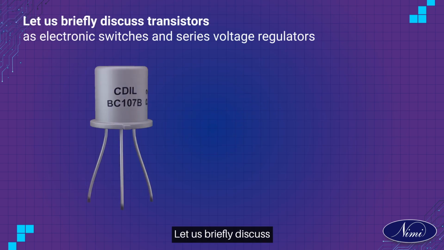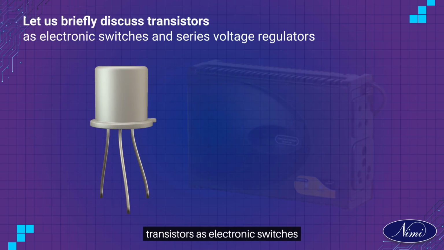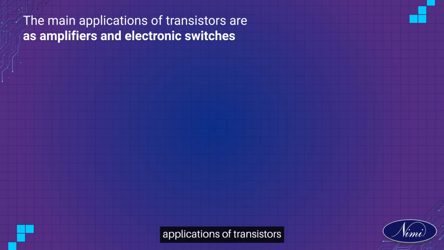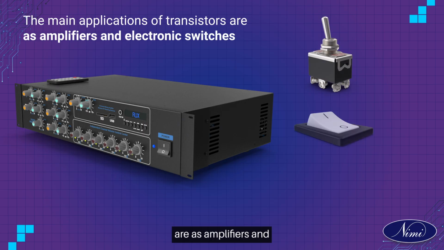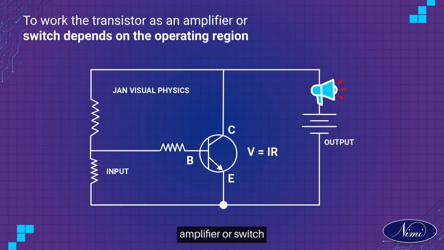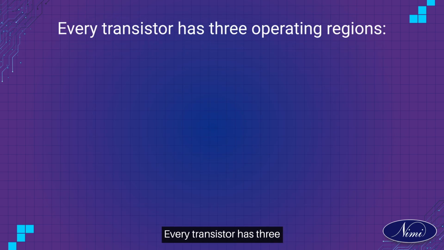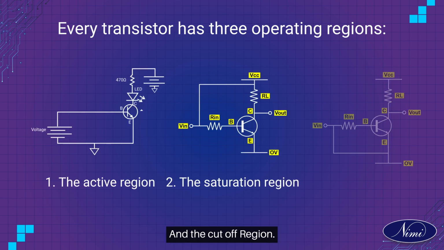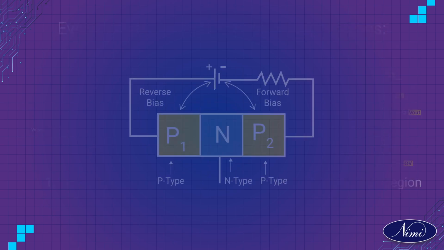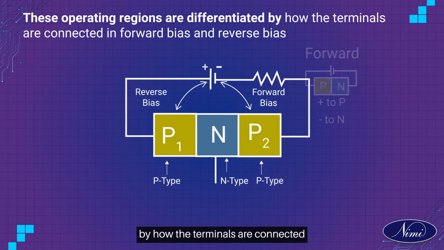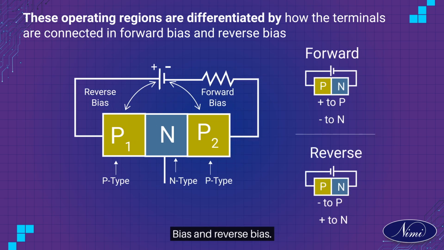Let us briefly discuss transistors as electronic switches and series voltage regulators. The main applications of transistors are as amplifiers and electronic switches. To work, the transistor as an amplifier or switch depends on the operating region. Every transistor has three operating regions: the active region, the saturation region, and the cutoff region. These operating regions are differentiated by how the terminals are connected in forward bias and reverse bias.